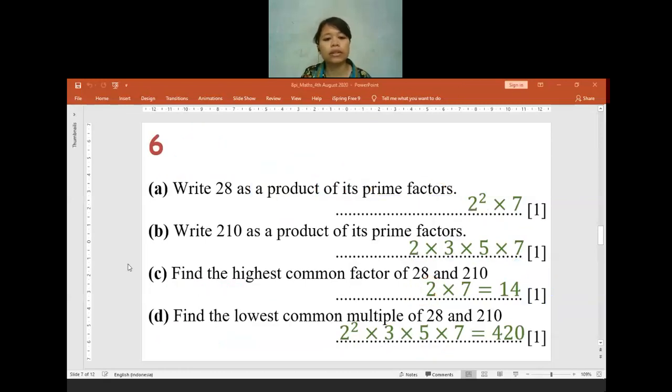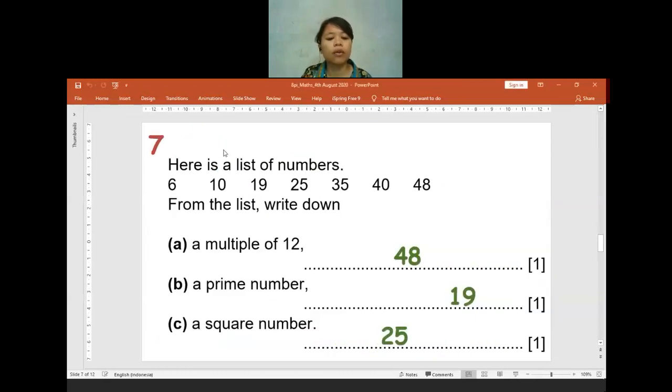To question 7. For question 7, we have to find the multiple of 12. Multiple of 12 here means the number is divisible by 12. So the number that can be divided by 12 is only 48. That's why for 7a, the answer is 48.